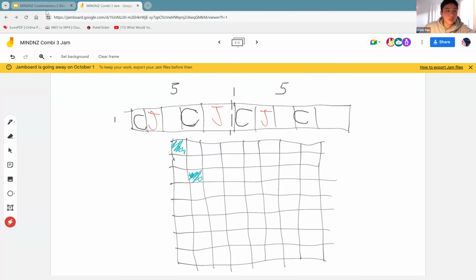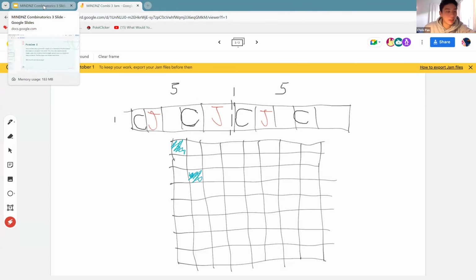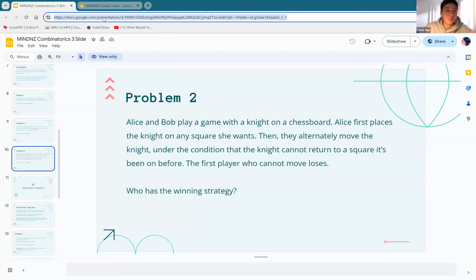Okay, does anyone have any ideas? Any thoughts? Maybe I explained it a bit badly. I think I did, but oh well.